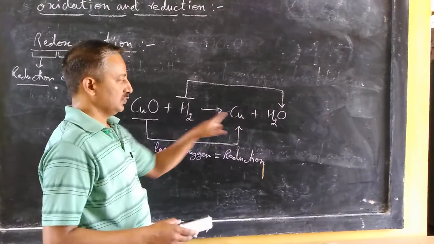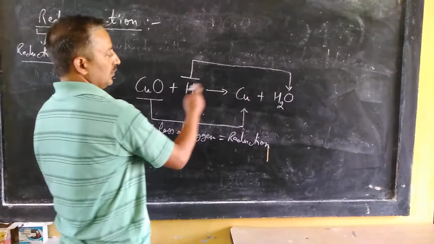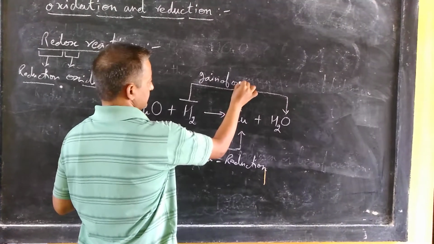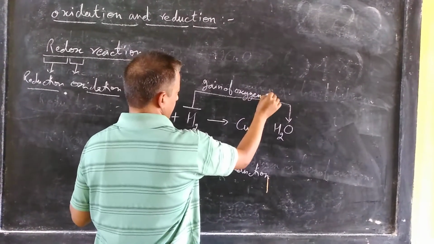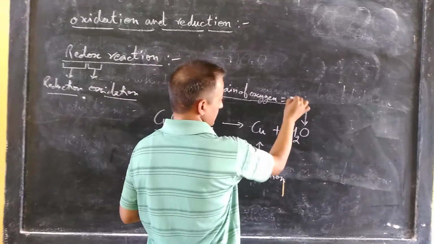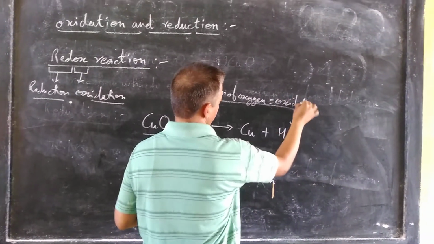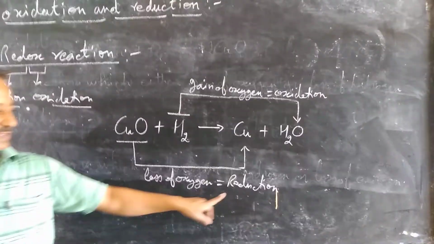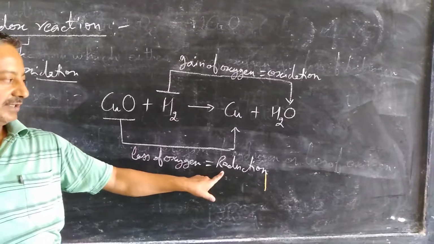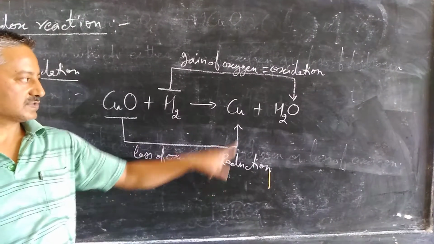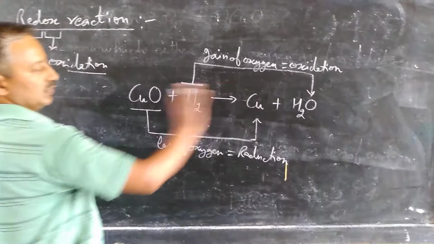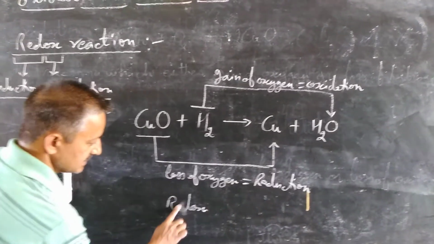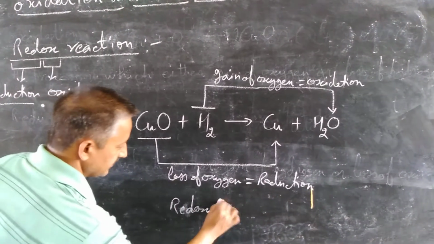Similarly, H2 has changed into H2O. So what has happened in this reaction? Gain of oxygen. So gain of oxygen means oxidation. Now see, in this reaction, these two processes are occurring simultaneously, reduction as well as oxidation. So we can term that this whole reaction is a redox reaction. So this is redox reaction.